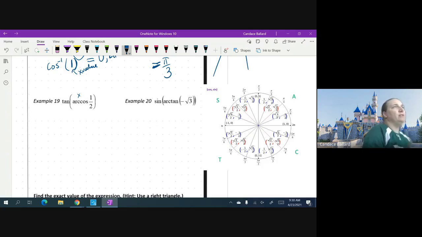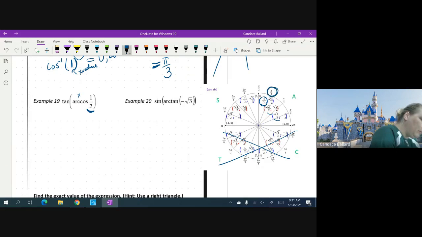Which quadrants is cosine valid in? What are the only 2 quadrants I can use for cosine? Be careful. All right, good job. 1 and 2. So basically, I'm crossing these out. I'm going to look for the x value of positive 1/2 in quadrants 1 and 2. Oh, I found it right here.